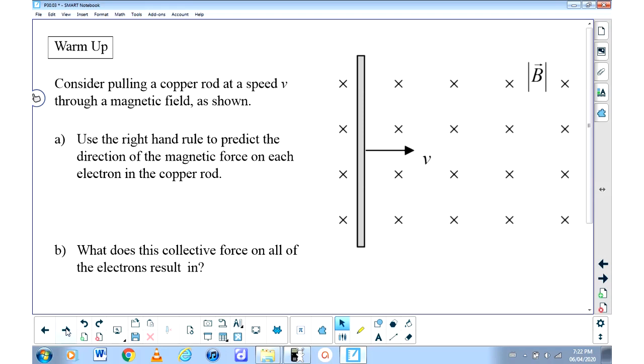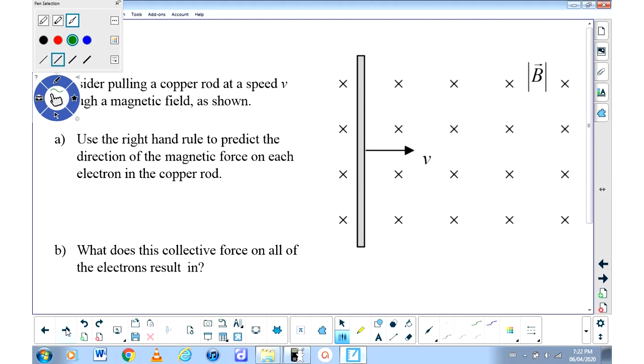It says in part A, use the right-hand rule to predict the direction of the magnetic force on each electron in the copper rod. So we've used the right-hand rule before, but not quite like this. So I'm going to highlight one individual electron within the rod. And don't forget, in the rod there are countless electrons because it's made of atoms. And copper, by the way, is a very good conductor. So there is one particular electron.